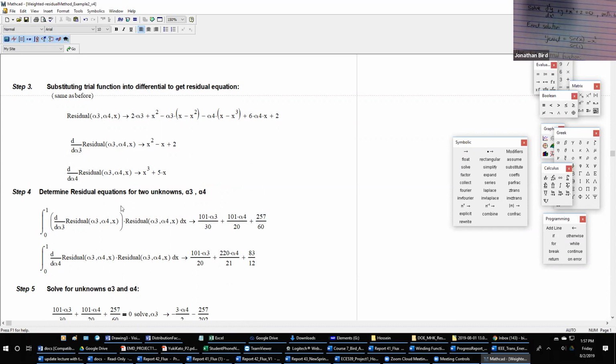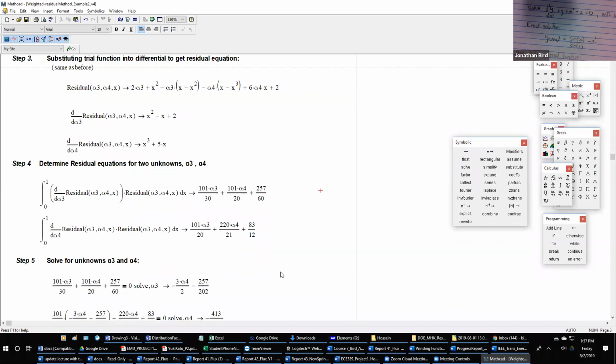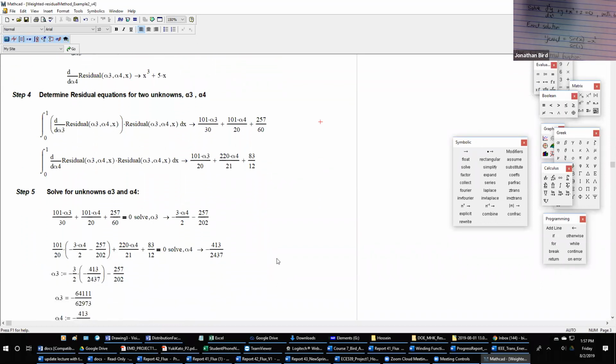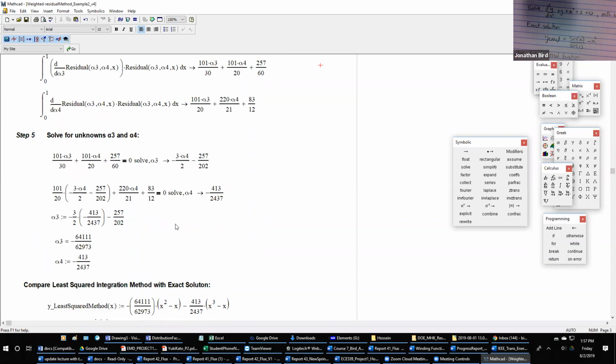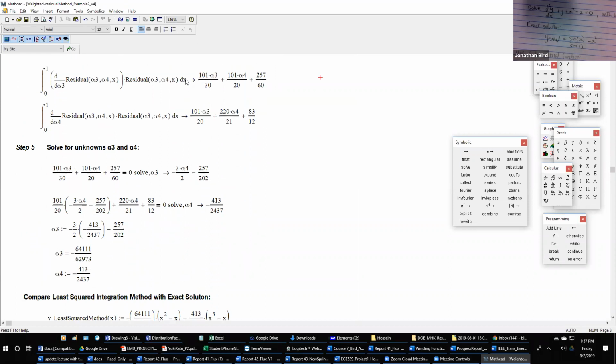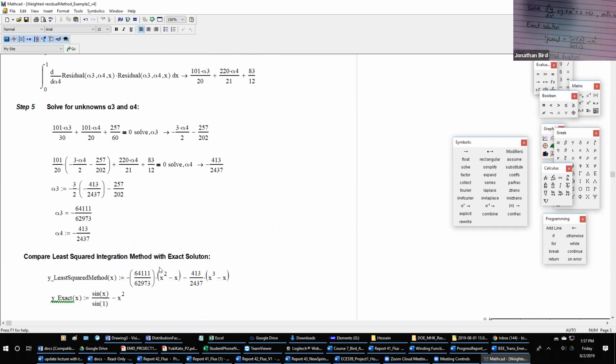And then we put it into the integration. So as you can see here, you take the derivative of the residual, multiply it by residual, and then integrate it from 0 to 1. And then this is what you get out, these two terms here. You solve for alpha 1 and alpha 2. Sorry, I'm calling it alpha 3 and alpha 4 to differentiate the coefficients from the point collocation. We solve for the two unknowns, which are called alpha 3 and alpha 4, and then this is what we get out.